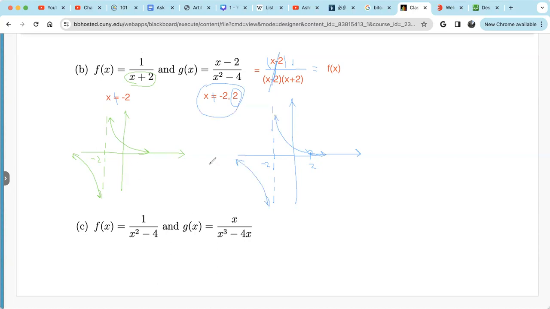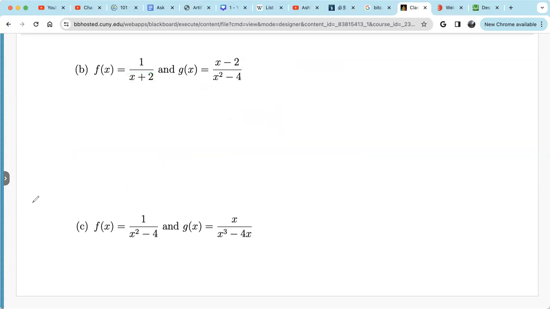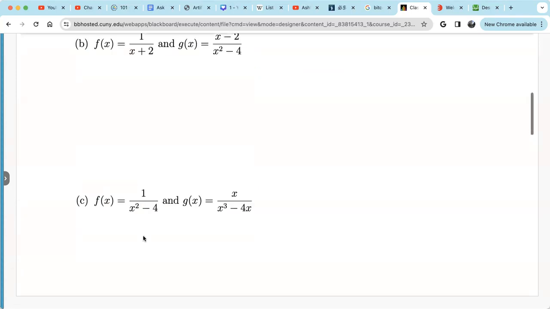So the difference between those two functions, we could see the graphs are different, right? Because the second graph has one point less, and the domains are different. The domain of f is all real numbers but -2. The domain of g is all real numbers but -2 and 2. Okay, that's B. Now let's see C.